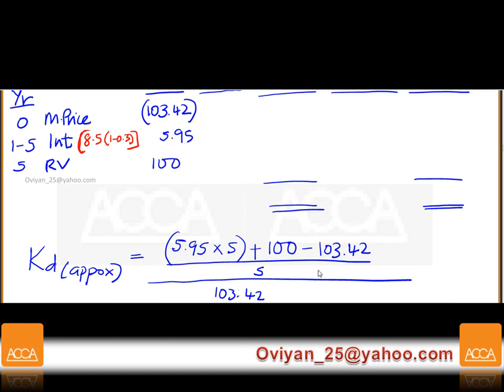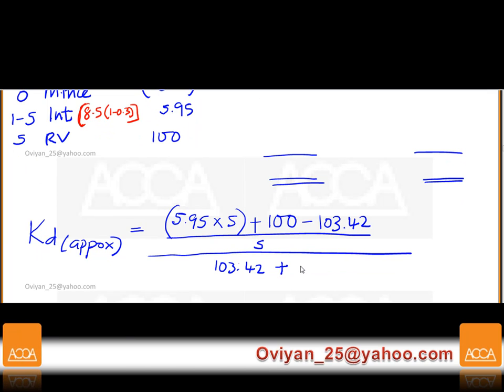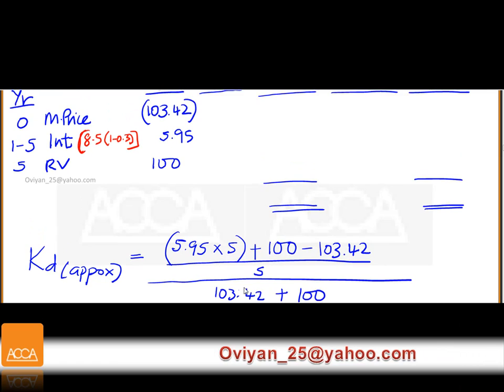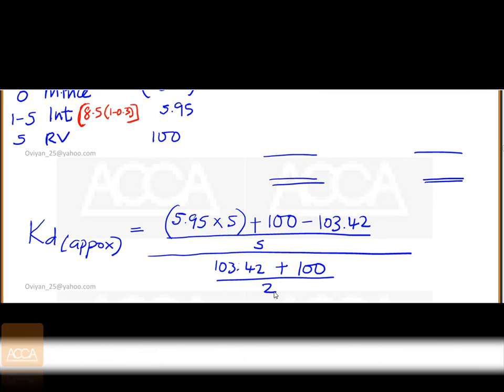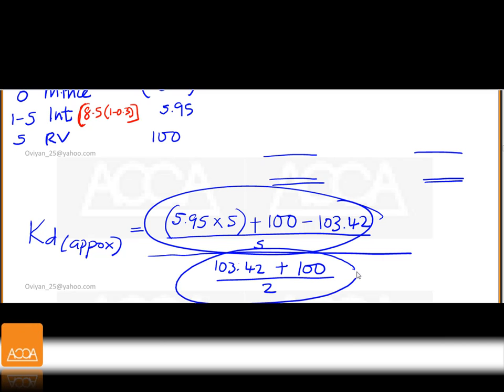103.42. What's your closing investment? Deemed to be your redemption value, 100. What's the average of these two? It's going to be divided by 2. Press your calculators. This is going to be your return, and this is going to be your investment.